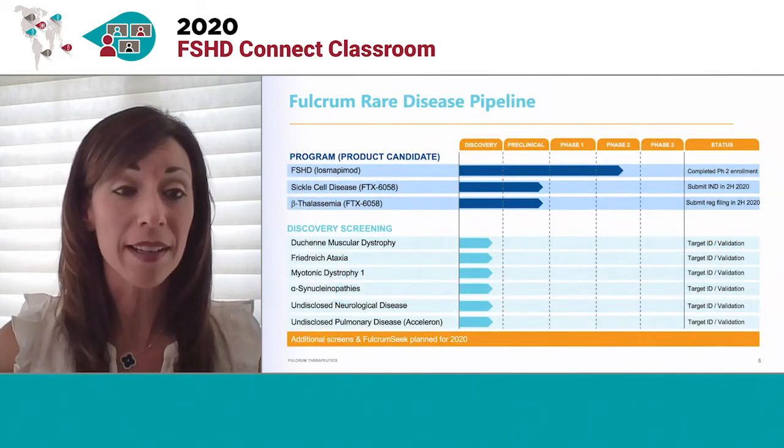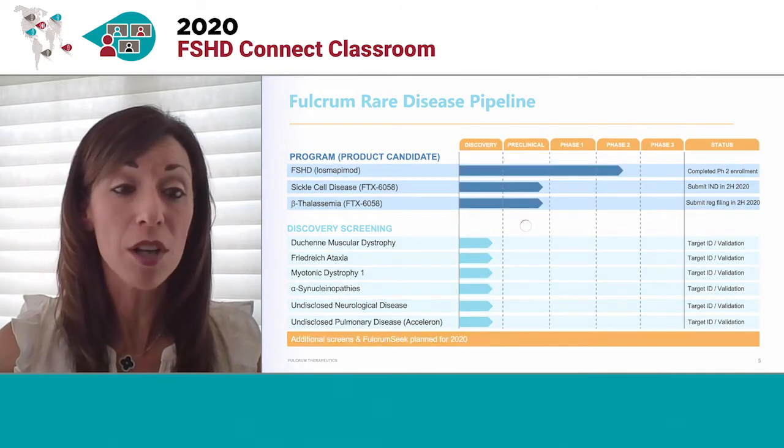This is our pipeline, and as you can see, losmapimod is our lead and most progressed program, followed by our sickle cell programs, and we also have other programs that are currently in discovery.